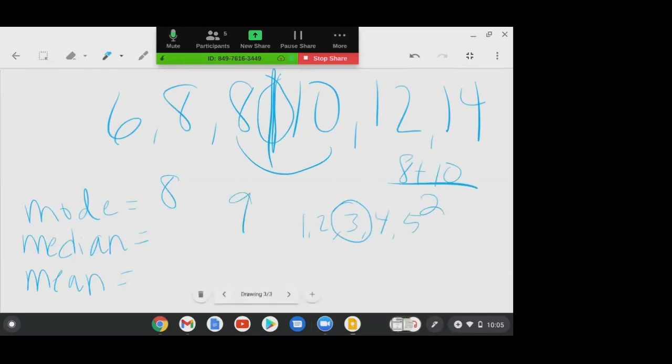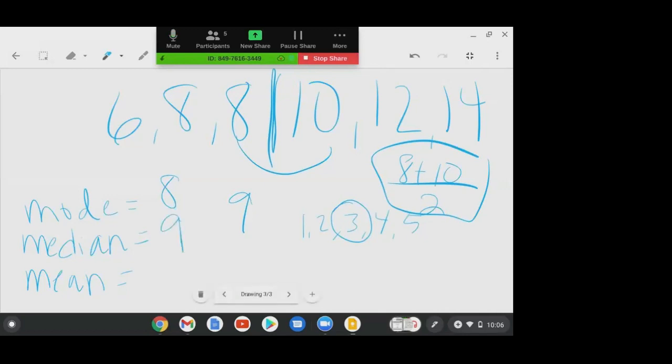You can visually look at that and see that 9 is obviously the middle number between 8 and 10. So you don't always have to do this equation. You oftentimes look at it in your head and know. But yes, for an even data set, you always will have to add the two middle numbers together and divide by 2. So our median is 9.